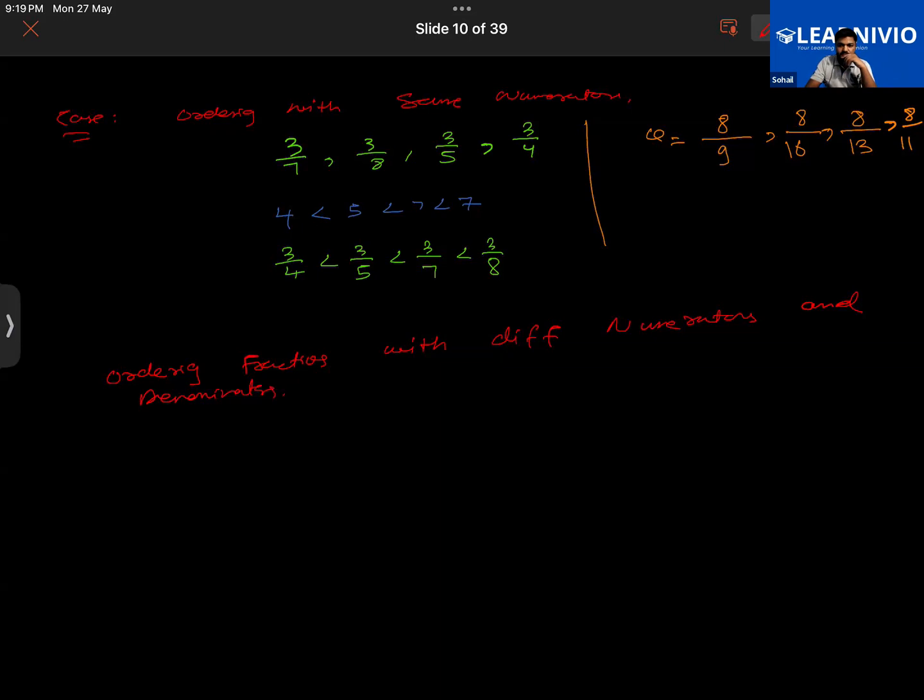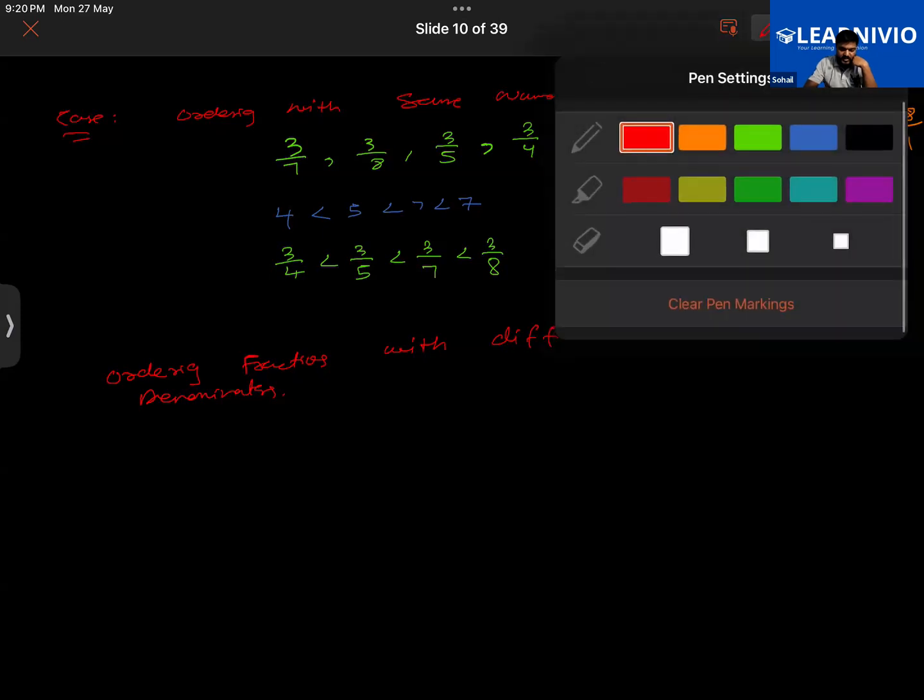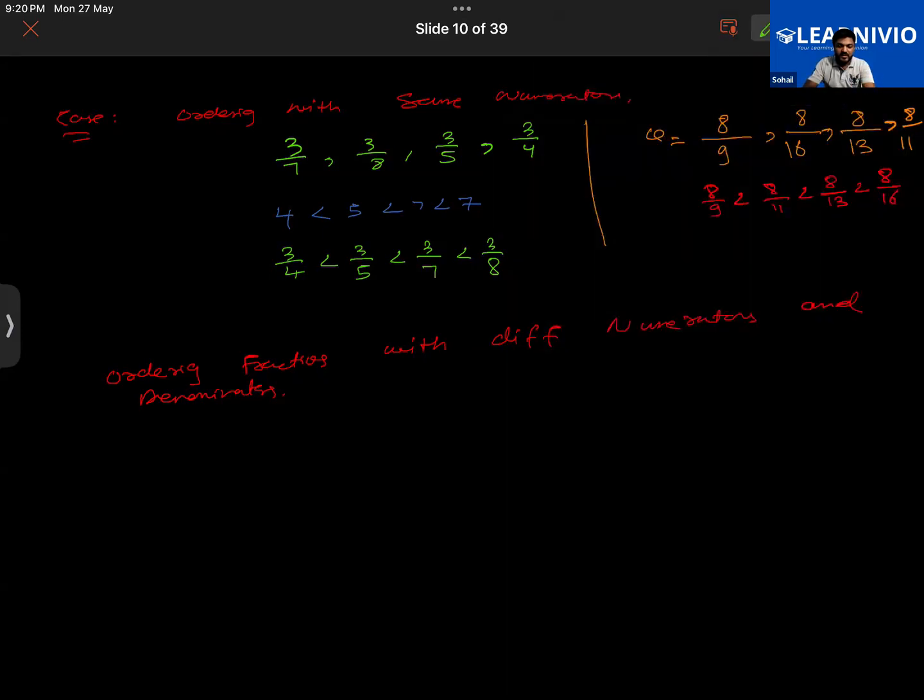What is the answer? First one is 8 upon 9. Then 8 upon 11, and then 8 upon 13, and 8 upon 16. Very good. So that's how you do it, and this is in ascending order. Descending order will also be very easy. How do you arrange them in descending order? The opposite way. In descending, you simply do the opposite. That will start from 8 upon 16 and continue in this manner.